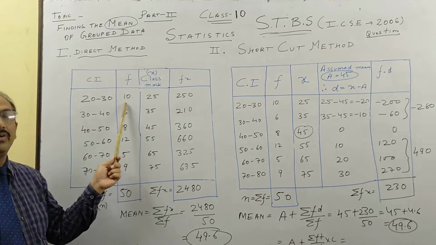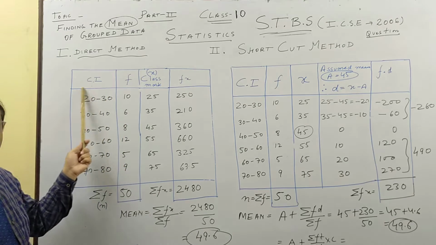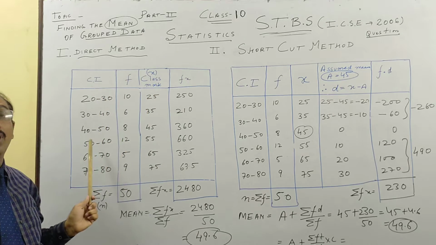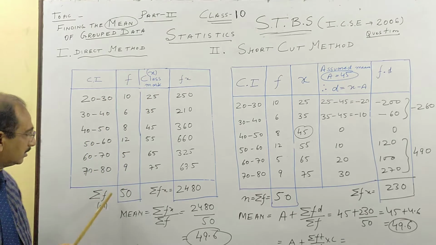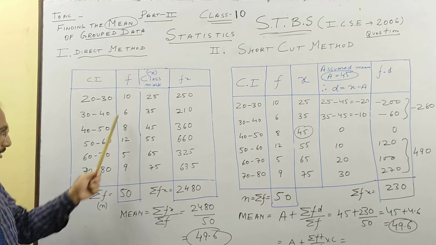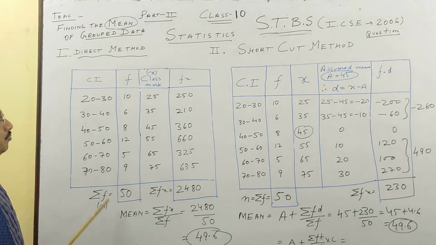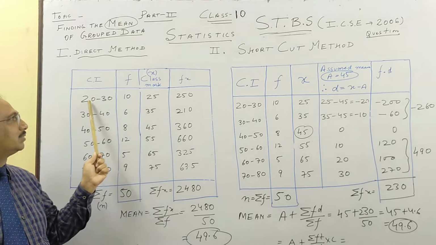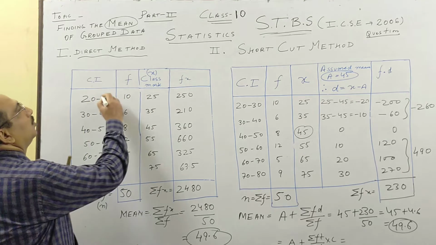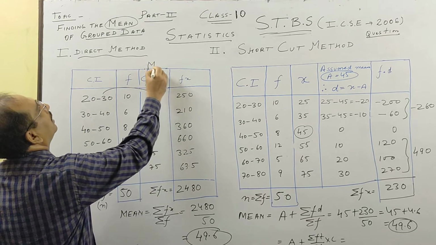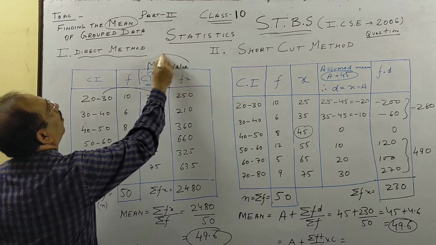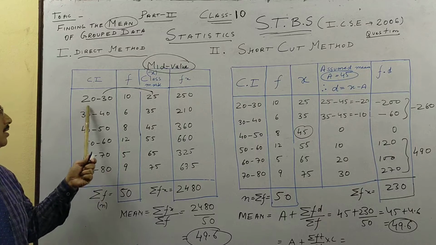Frequency means how many, and your answer is always this x mark. N is never the answer. The summation of f, the sum of frequency, is also called n. Now there is something called class mark. Class mark means the mid value of the class interval.